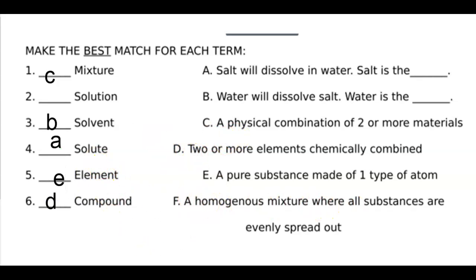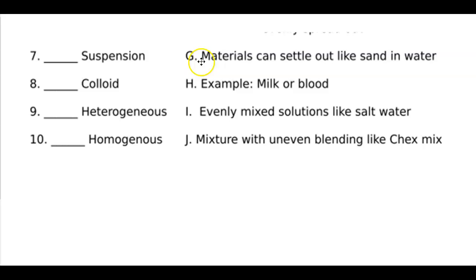What's left? Homogeneous mixtures where all materials are evenly spread out. That's a solution. So it's an impure, homogeneous mixture. Materials can settle out like sand in water. That's a suspension. Milk or blood are great examples of colloids. Materials somewhere in between a suspension and a solution. You can't necessarily see them, but they do scatter light, so they're going to block light. Evenly mixed solutions are homogeneous, and mixtures with uneven blending are heterogeneous.